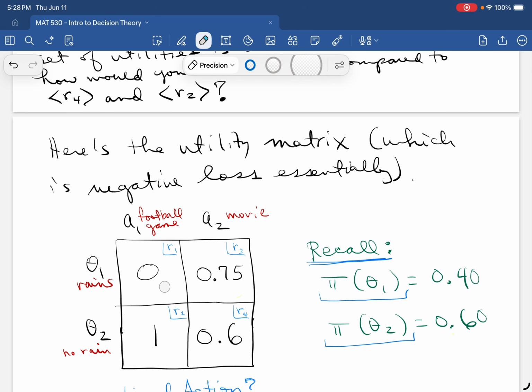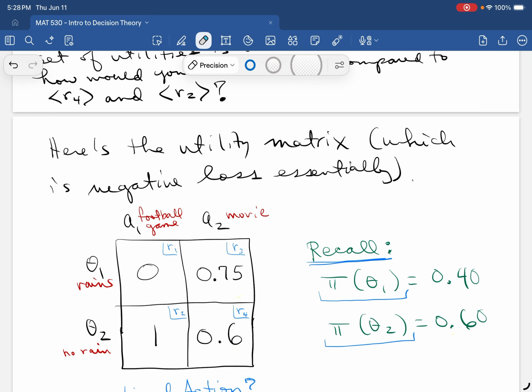So you can see with R1, if we decided to go to the football game and it rains, then that's the worst situation. And so that had a utility of 0. The best situation was the situation where we choose to go to the football game and it does not rain, and then that's where we assigned a utility of 1. And then we assigned utilities for the other two, as you see there. Also, recall that we were given a prior distribution on theta, so we know from the weather forecast that there was a 40% chance of rain.